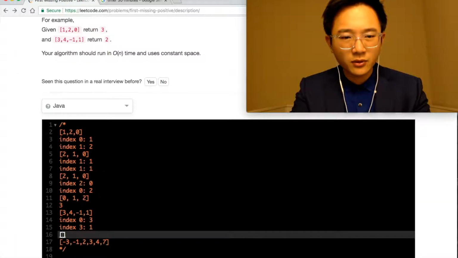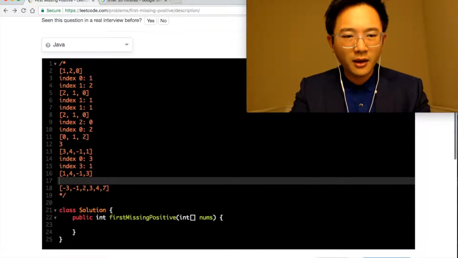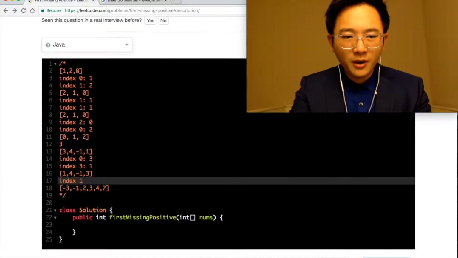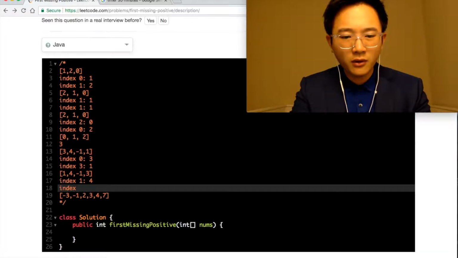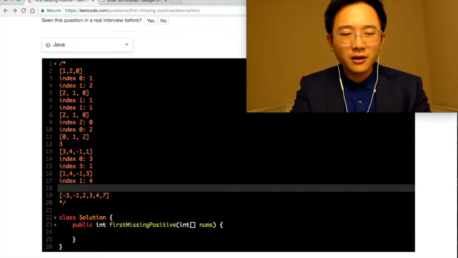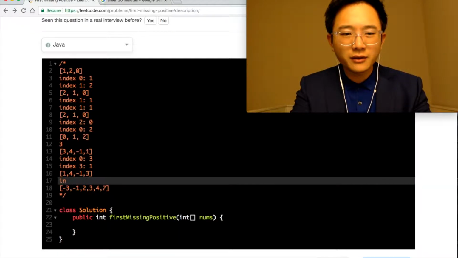It becomes 1, 4, -1, and 3. Okay? And then an index 1, we have 4, and in index 4, we have 0, 1, 2, 3. Index 4. We can't have index 4 here. So this one won't work. So we still have the same.